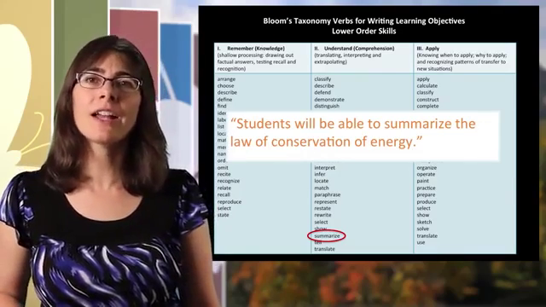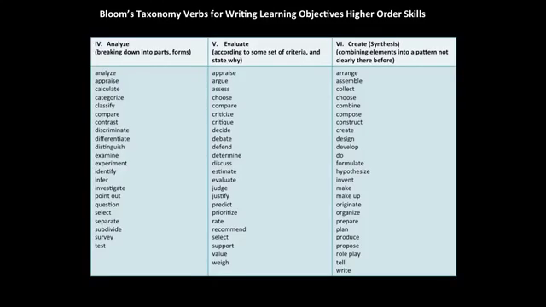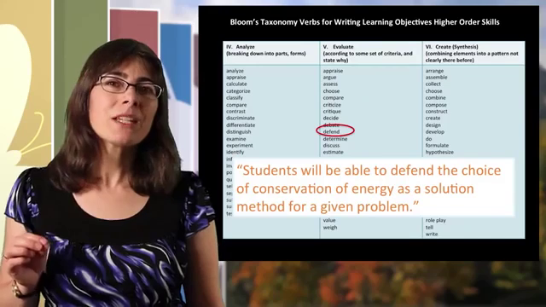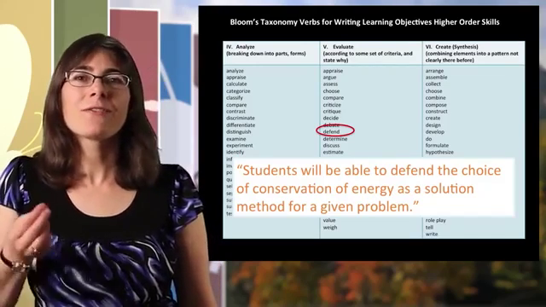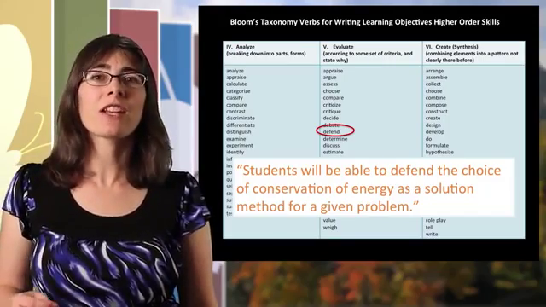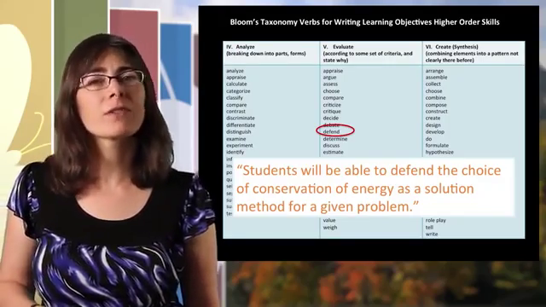What if I want to write a higher goal? So let's look under evaluate. So in this case, I want students to be able to defend something. So how might I do that with conservation of energy? Maybe students will be able to defend the choice of conservation of energy as a solution method for a given problem. So, using verbs that have a clear meaning can be very helpful in making your objectives very specific.